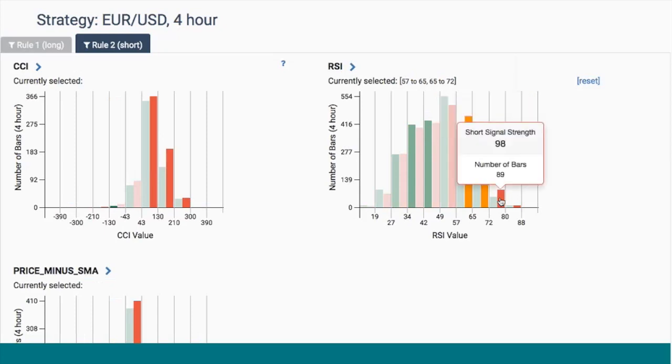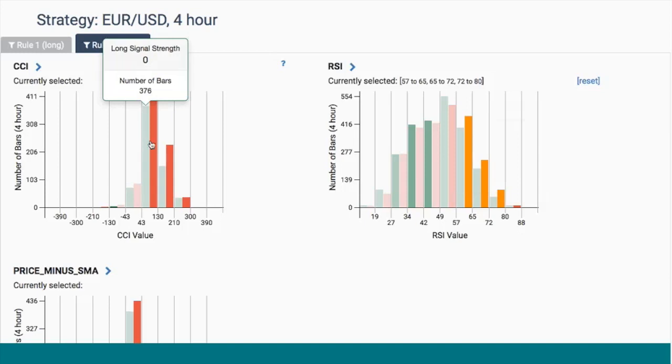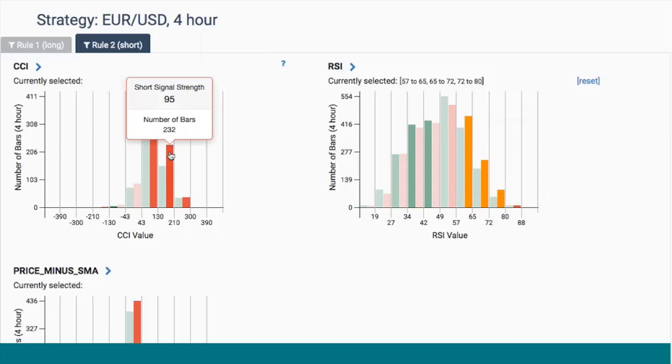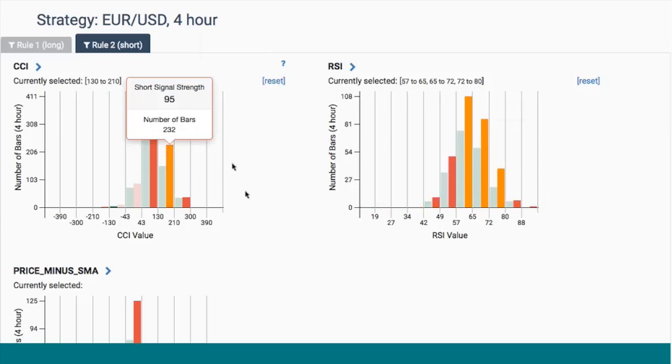One of the other things that you really want to be conscious of, so I should have made this a little clearer in the beginning, is that the green bars are the number of bars that actually closed up in that indicator range, and the red bars are the number of bars that closed down. So we can see that there was about 376 bars that closed up versus 411 bars that closed down. So when we're looking to go short, we're not only keeping an eye on the strong signal strength, but we're going to look for a large disparity between the number of long and short bars for that indicator range. So in that case, this 130 to 210 is much more attractive than 43 to 130, where I'm not seeing a huge difference.